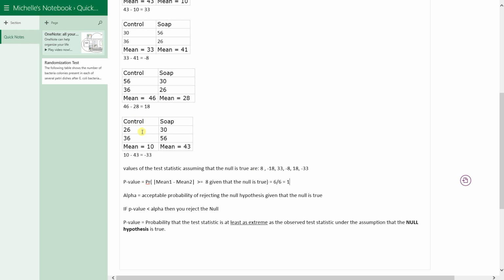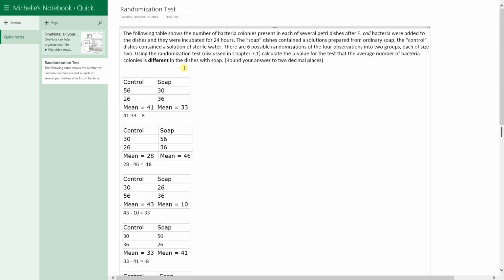We have no evidence to say that the difference of the means is anything other than 0. So we have no evidence to say that the soap had any effect on the bacteria different than the control group.